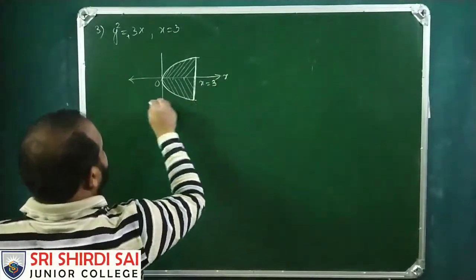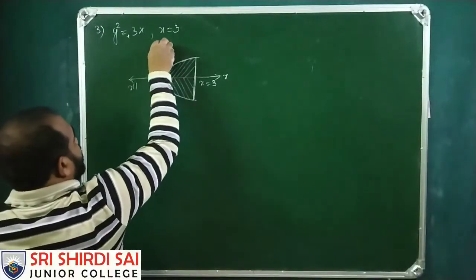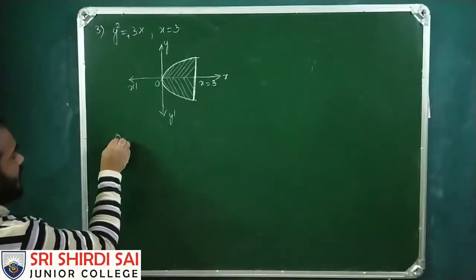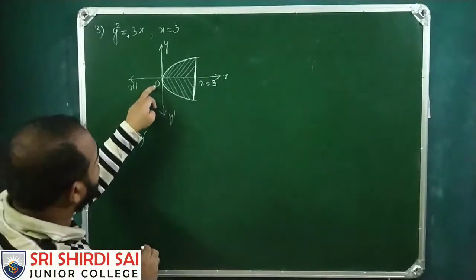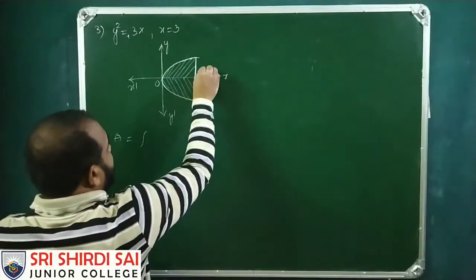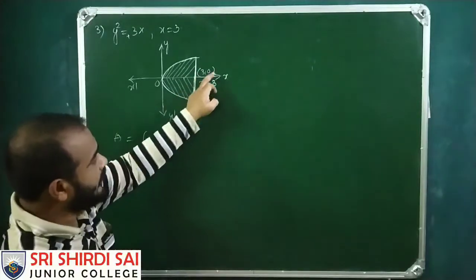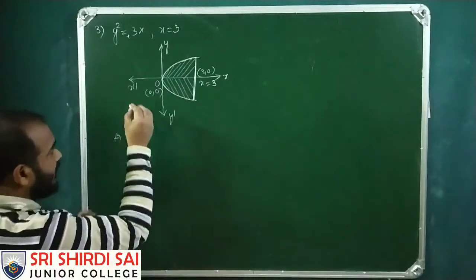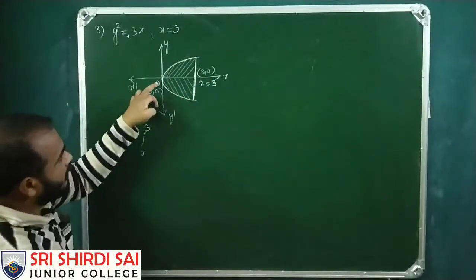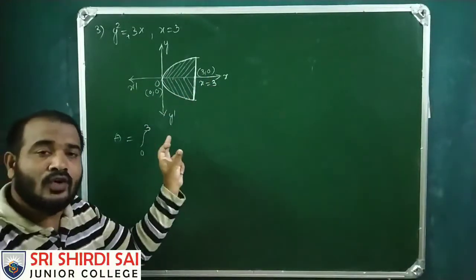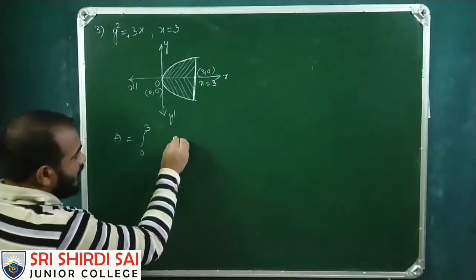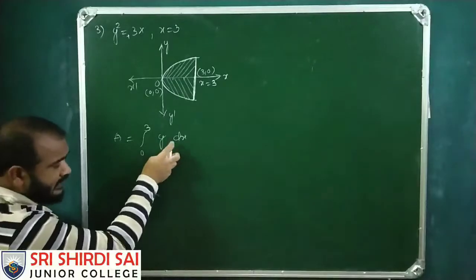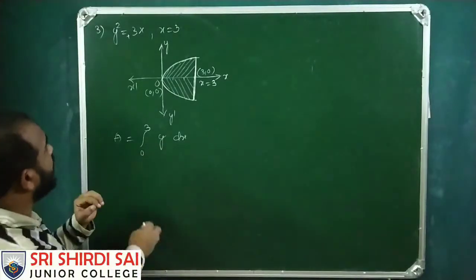So this is the positive x-axis, negative x-axis, positive y-axis, negative y-axis. So the area is equal to, from where to where? This is 0. This is 3 comma 0 on the x-axis, the y coordinate is 0. This is 0 comma 0. From 0 to 3 are the limits of x. So basing on the x-axis we are taking dx, followed by y dx. y is after all a function of x only.